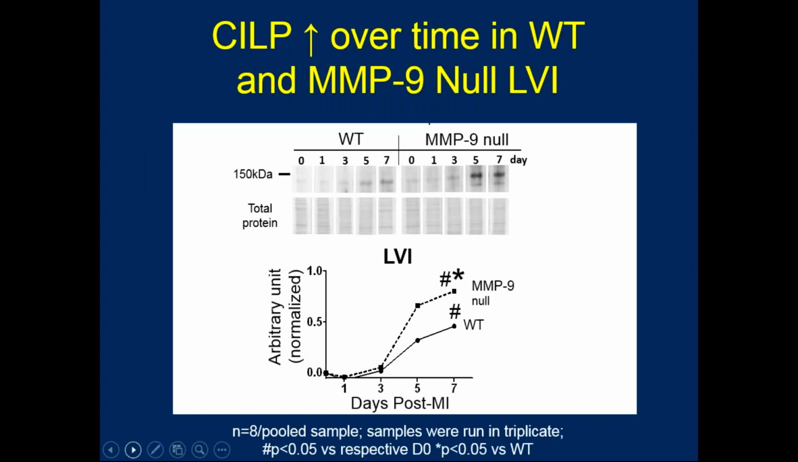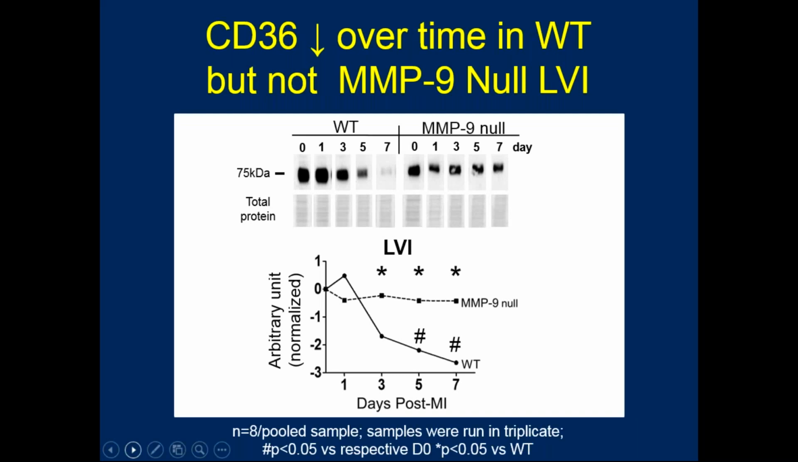Because we know that post-MI proteins are not static and they change over time, we then measured the time course of both CILP and CD36 post-MI. And interestingly, CILP actually increased over time and was higher in MMP9 null compared to the wild type. So this was not what we would expect to see if, for example, CILP was an MMP9 substrate. So we can say that most likely CILP is not a substrate of MMP9.